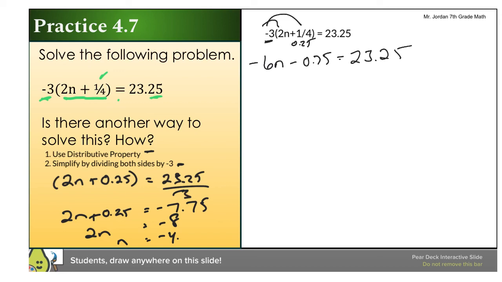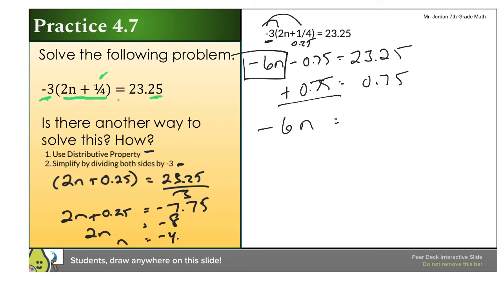Now I want to isolate the variable, the 6n, so I'm going to use the inverse. Add 0.75, and on this side add 0.75. These two cross out, so I'm left with minus 6n. This side would be 24. Divide them both by minus 6. N is equal to minus 4. I got the same answer.